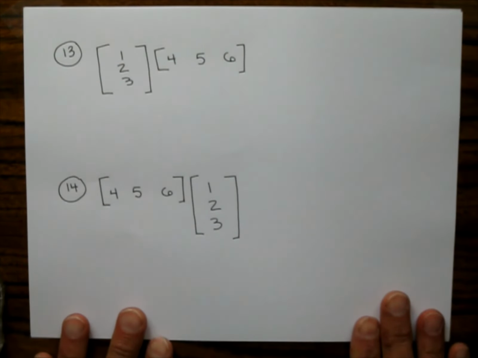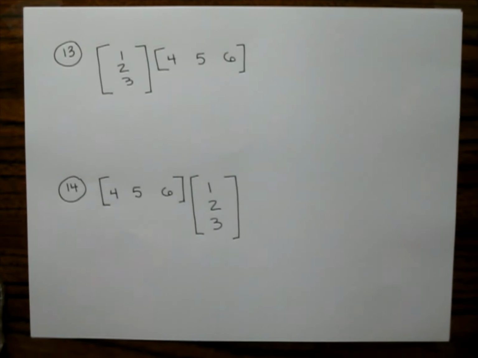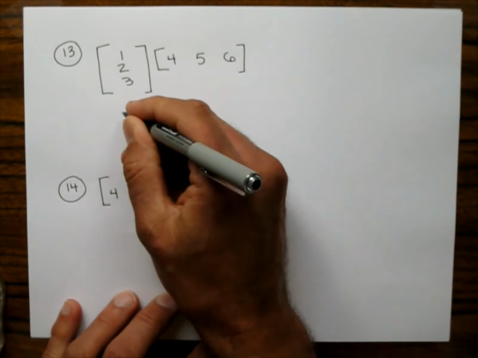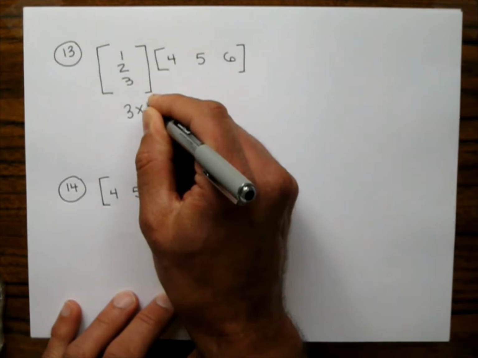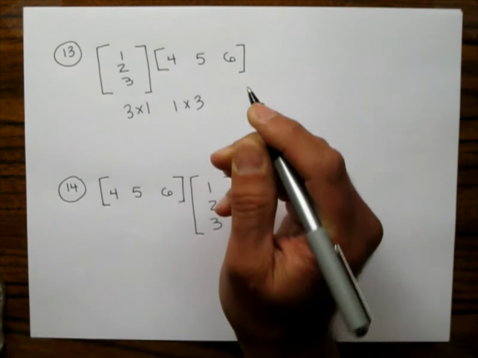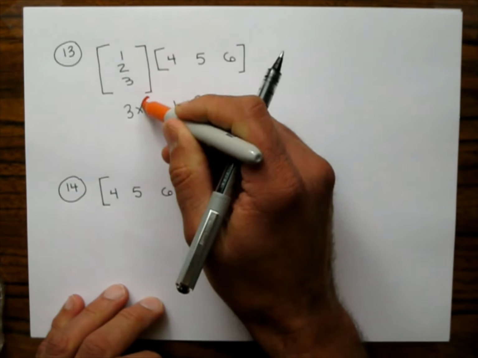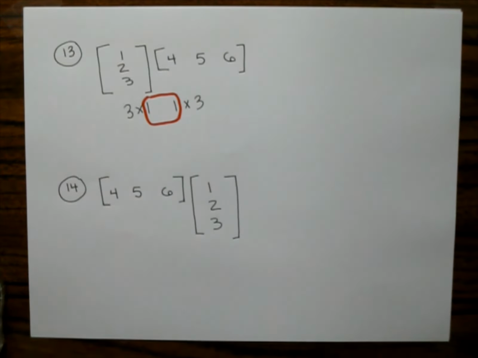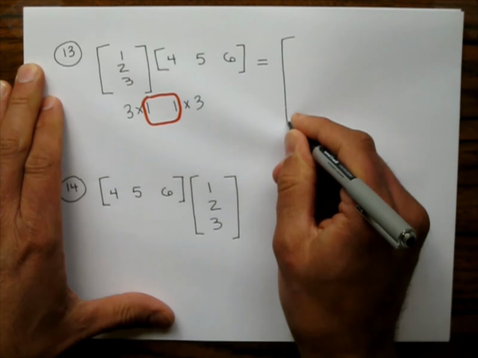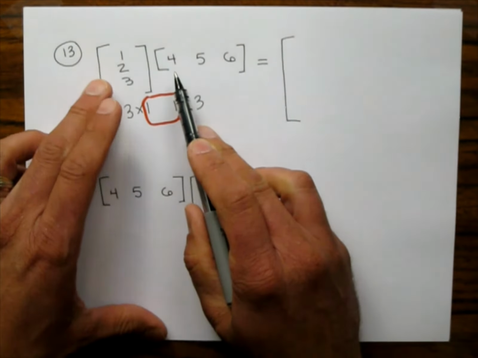Okay, so here are some problems that you can crank out. You can pause the video and see if you can multiply those together and get a result. Okay, so let's do a size check here. This is a 3 by 1. This right here is 1 by 3. So it looks like we can do this, and our resulting matrix will be a 3 by 3. So let's see if we can do this.